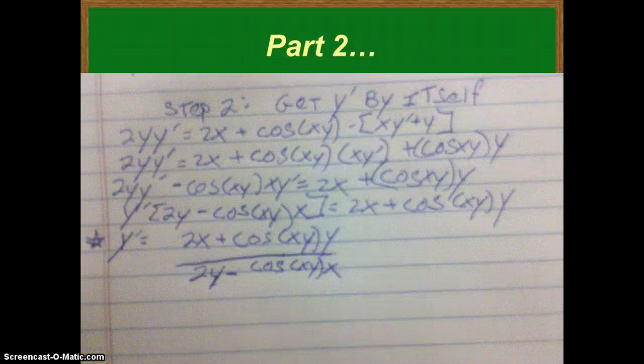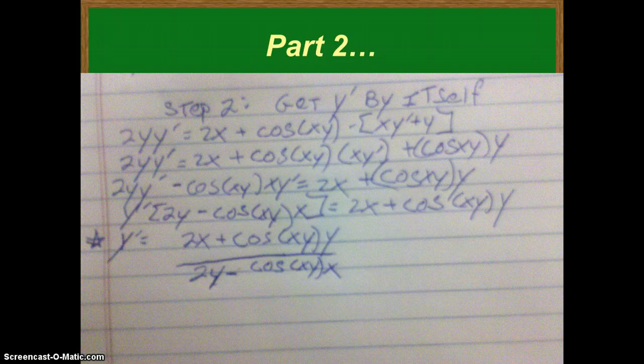Get y prime by itself. So the first line here is exactly what we ended up on the previous slide. Okay, now what I'm going to do is distribute cosine of xy across the brackets of xy prime plus y. And you get 2y prime equals 2x plus cosine of xy times xy prime plus cosine of xy times y. Okay, keep in mind we're trying to isolate y prime.